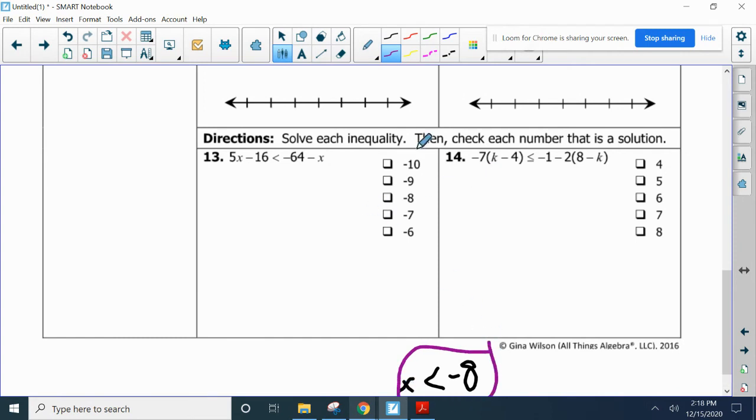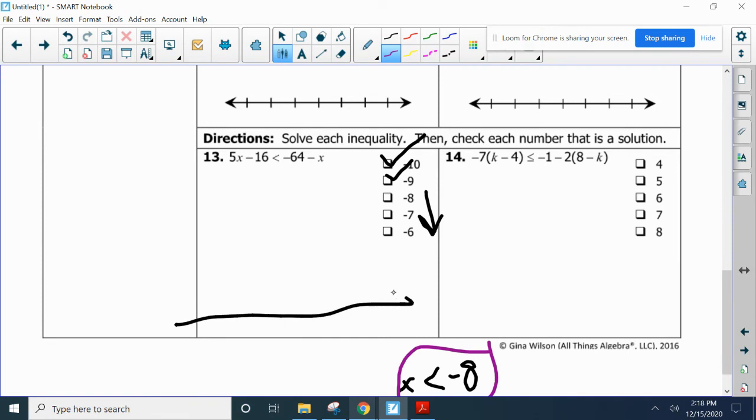So now just test these values. -10 is less than -8. -9 is less than -8, because remember, negative numbers work opposite than positive numbers. Positive 10 is bigger than positive 9, but -10 and -9 are smaller than -8, because you're losing. Like if you thought in terms of money, spending $10, you're losing more than you would if you only spent $8. All right? Is -8 smaller than -8? No.